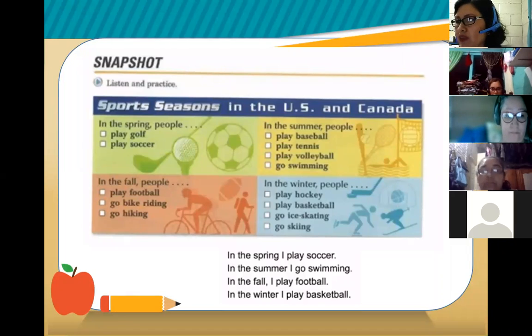In the spring, I play basketball. In the summer, I play volleyball. Volleyball, muy bien. He goes swimming on Sunday. In the summer. Very good.